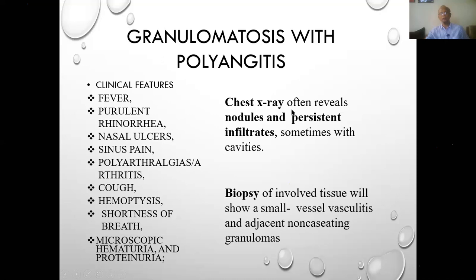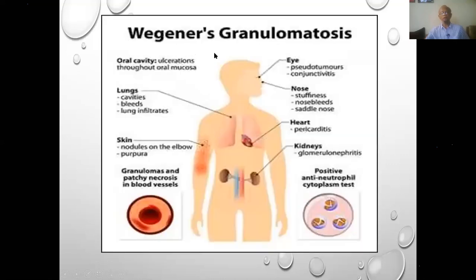In case you do a chest X-ray, it will reveal nodules and persistent infiltrate, sometimes with cavity. And biopsy of involved tissue will show a small vessel vasculitis and adjacent non-caseating granuloma, you can get it. And now comes to Wegener's granulomatosis. Actually, it is a medium vessel vasculitis.